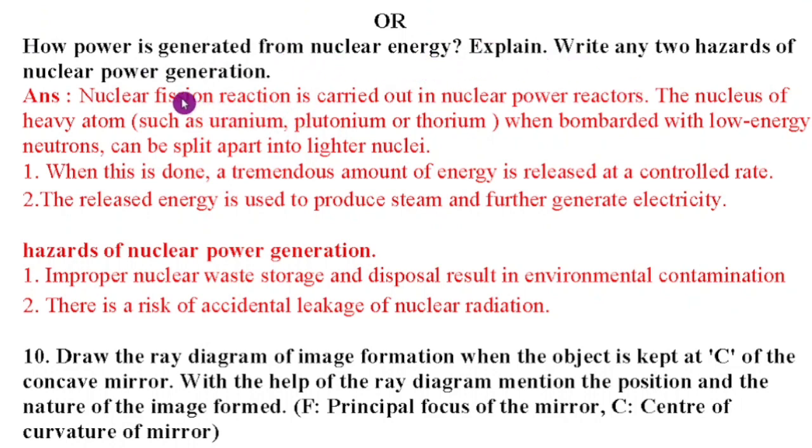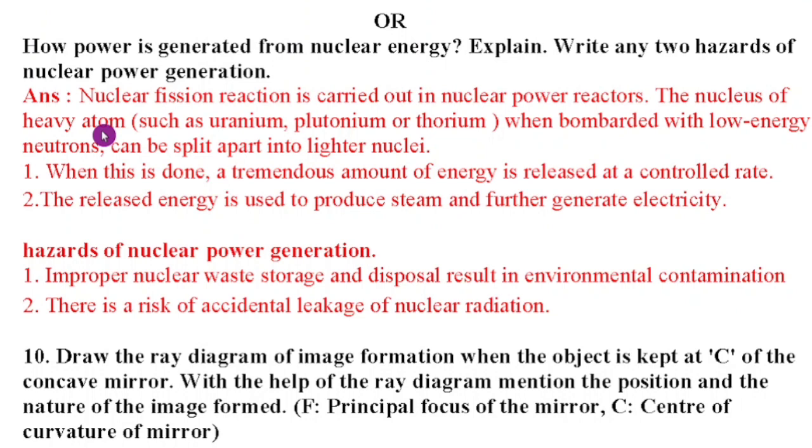Write any 2 hazards of nuclear power generation. So the first, nuclear energy. What is the meaning? It means the nuclear fission reaction is carried out in a nuclear power reactor. The nucleus is a heavy atom such as uranium or plutonium or thorium.